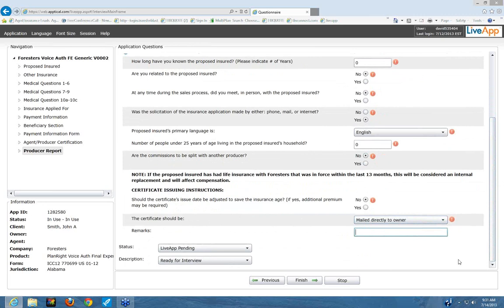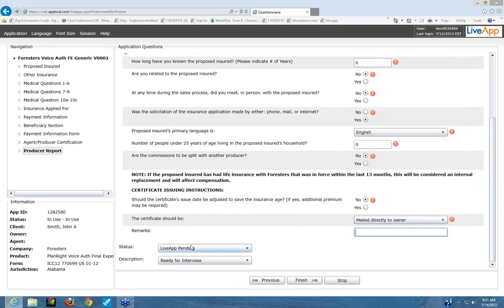Remarks. This is where you could put remarks in. This is where, maybe if there were 4 beneficiaries but you only listed 3, it had to add up to 100% when you did it. You could put, hey, client wants a 4th beneficiary, all beneficiaries to have 25% ownership. This is where you could do that. Put it in the remarks here.